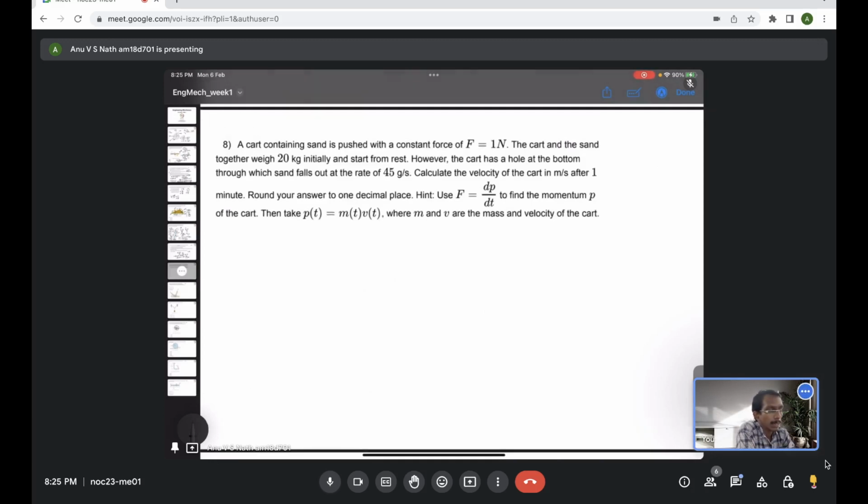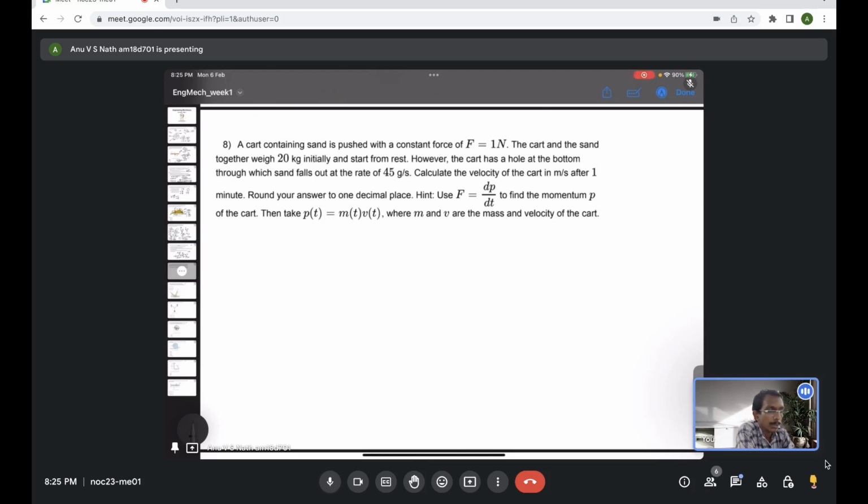A cart containing sand is pushed with a constant force of 1 Newton. The cart and the sand together weigh 20 kg initially, and they are starting from rest. However, the cart has a hole at the bottom through which sand falls out at a rate of 45 gram per second. Calculate the velocity of the cart in meter per second after 1 minute. Round your answer to one decimal place.